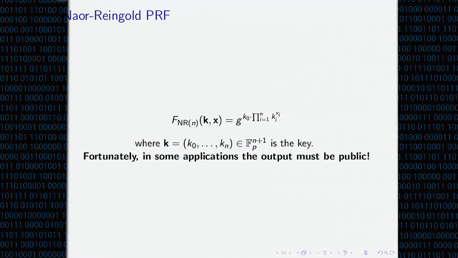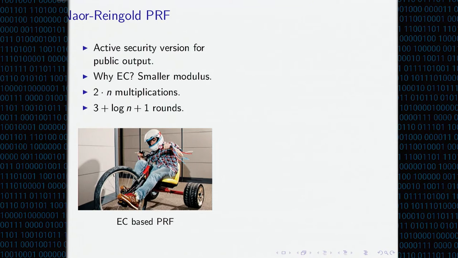Fortunately, in some applications, the output must be public. So we developed an algorithm which computes a public exponentiation, so we only need to deal with the product in the exponent. So this is an elliptic curve-based PRF. We have an active security version for public output. Why elliptic curve? Because it has a smaller modulus.